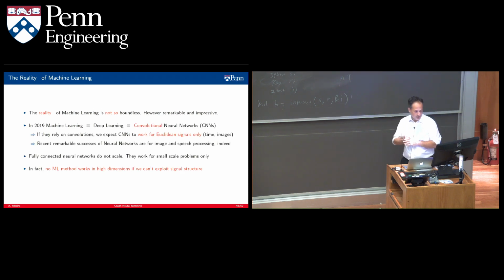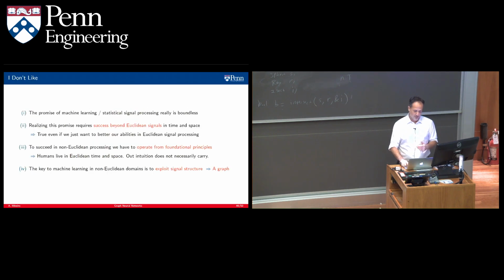But they are restricted, for the most part, to convolutional neural networks, okay? Now, if they rely on convolutions, you expect them to work only in signals that are Euclidean. And I should emphasize once more that this is because fully connected neural networks do not scale. You can solve problems with 5, 6, 10, 15 variables with a fully connected neural network, but it's going to be impossible to scale beyond that, and I'm using impossible purposefully, okay? It's literally impossible. The combinatorial complexity of the universe is not playing in your favor. As a matter of fact, I personally don't know of any machine learning method that works in high dimensions without exploiting signal structure.